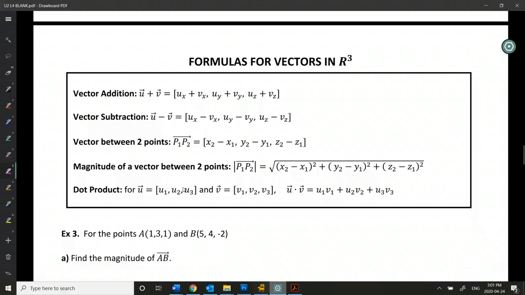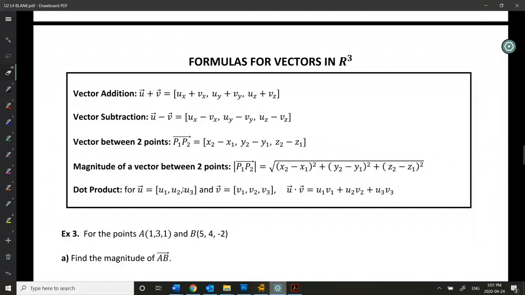So a couple formulas that we can extend from 2 space into 3 space would be our vector addition and subtraction. So you can see that these are the same as they are in 2 space, except now we just have the z components added on there. So add the components if you're doing a sum, subtract the components if you're doing a subtraction or a difference.